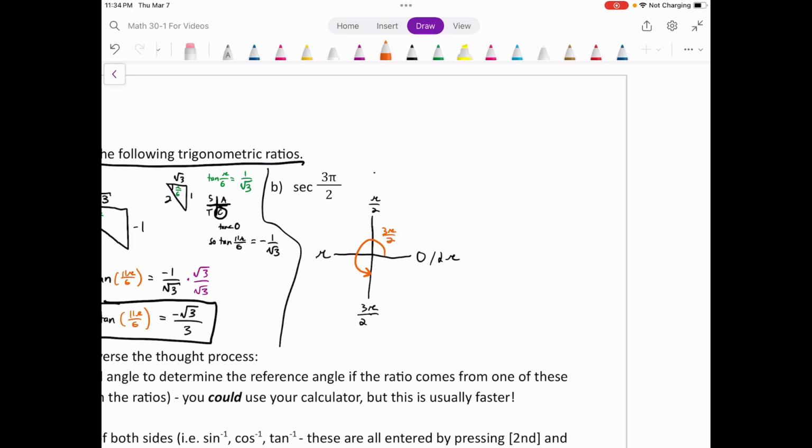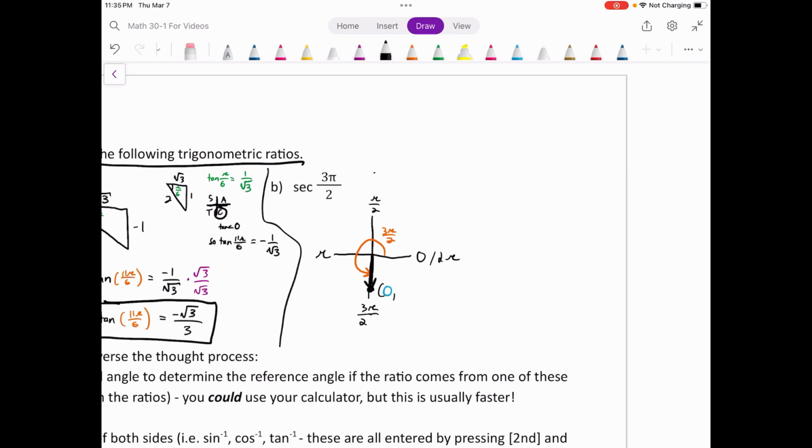Now, again, let's think about a point on the terminal arm of that angle. Because if we can think about a point on the terminal arm of that angle, we can get the ratio, secant. Well, let's pick a nice easy point. We know x is what here? We're on the negative y-axis. So what is x? It's 0.